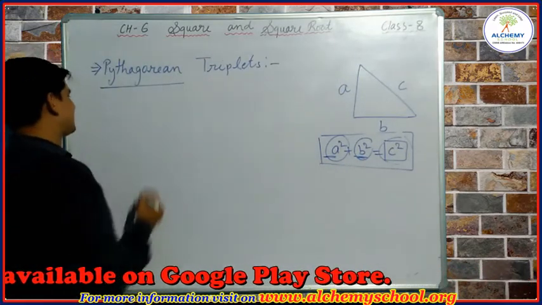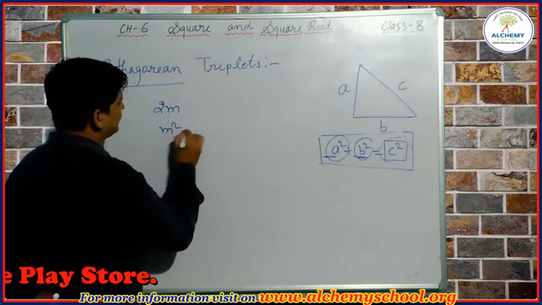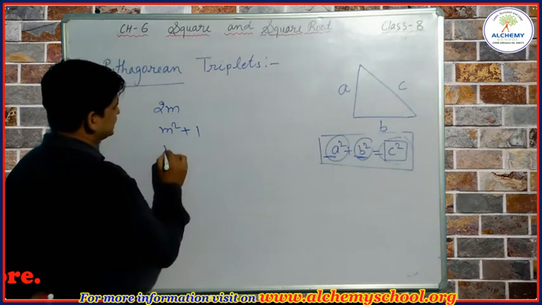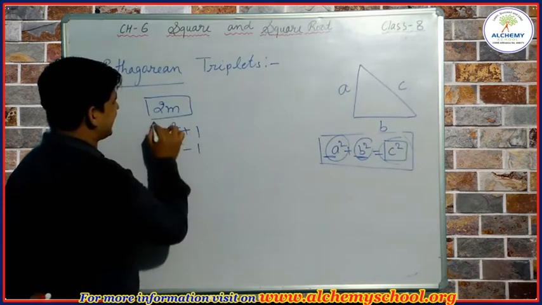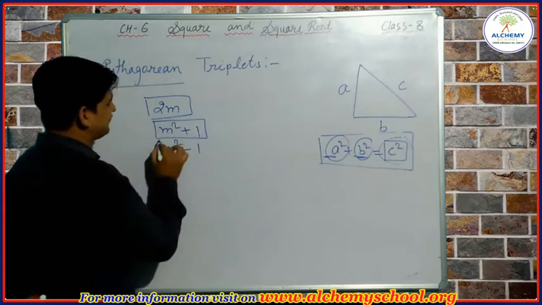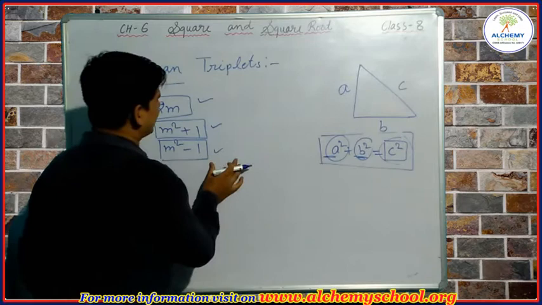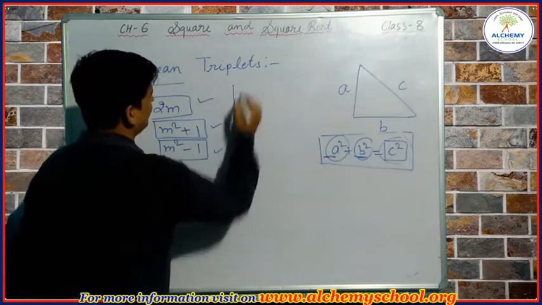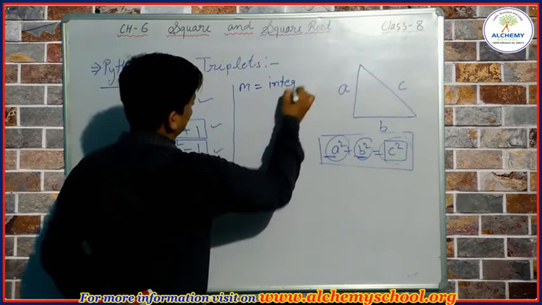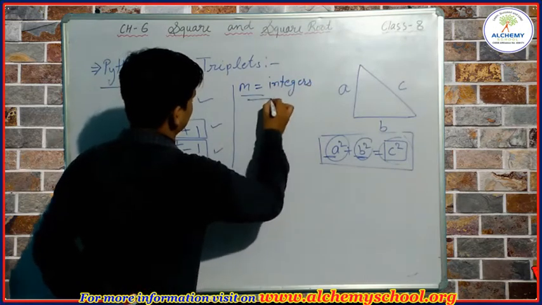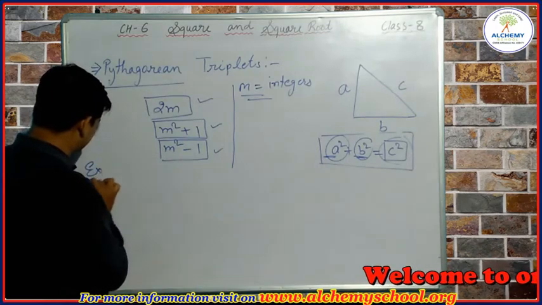How can we find these triplets? To find them, we can use 2m, m square plus 1, and m square minus 1. These are the three criteria used to find the Pythagorean triplet, where m represents integers. So how can we find the Pythagorean triplet? In the question we can see some examples.